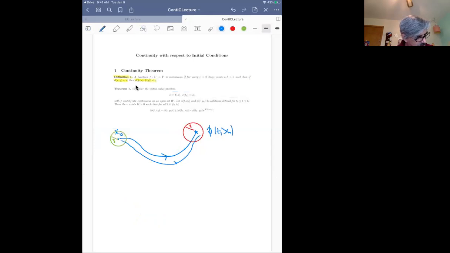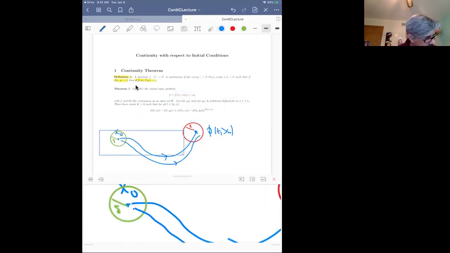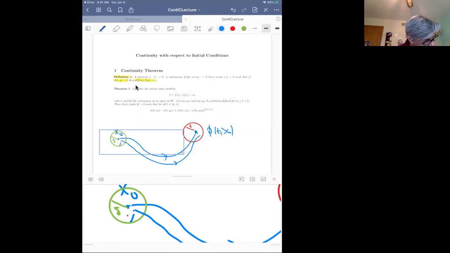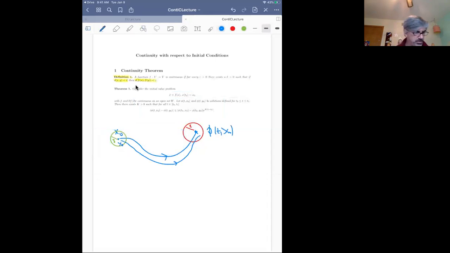And that other initial condition is y sub 0. All right, so that's what we want. That delta disk doesn't have to be the same. There's no way it's going to be the same radius as the other one, except in really special situations. So that's the picture that you should have.